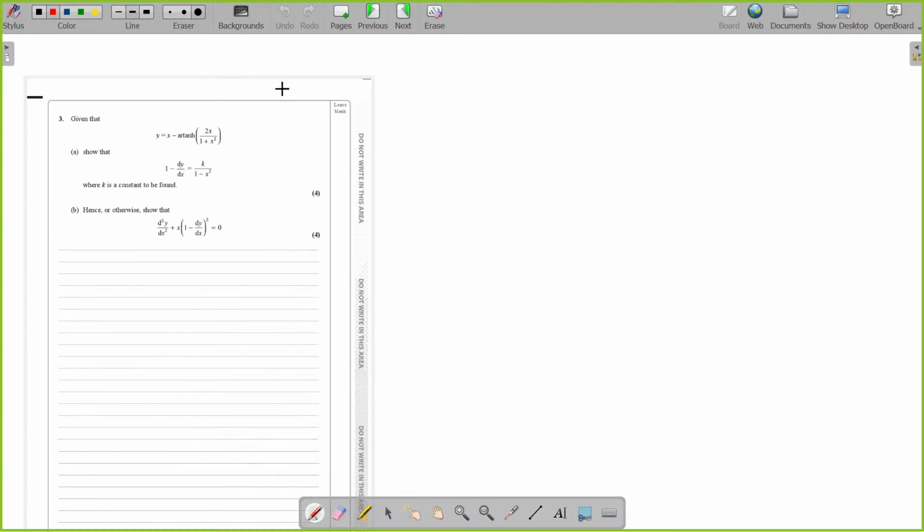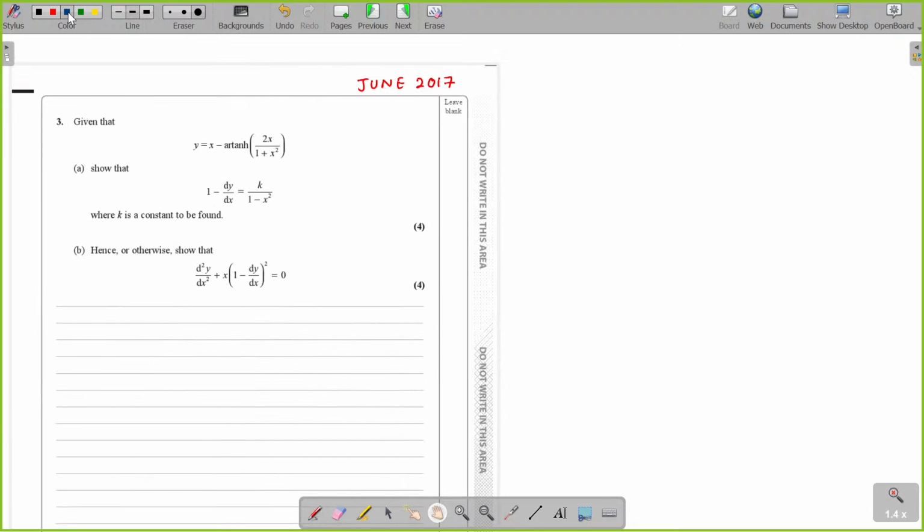This is June 2017 IAL, okay? I will discuss this one. Given that y equals x minus artanh of 2x over 1 plus x squared, show that 1 minus dy by dx equals k over 1 minus x squared.